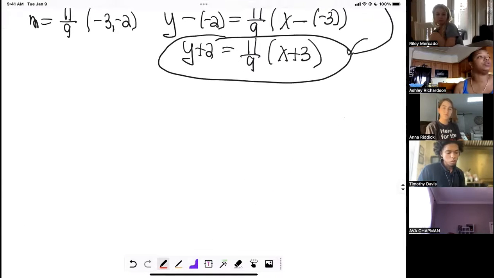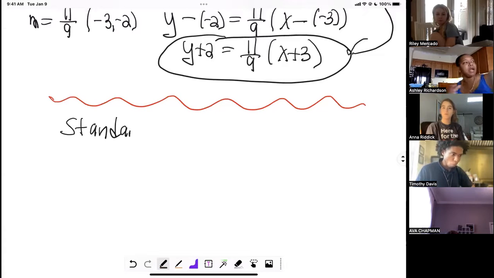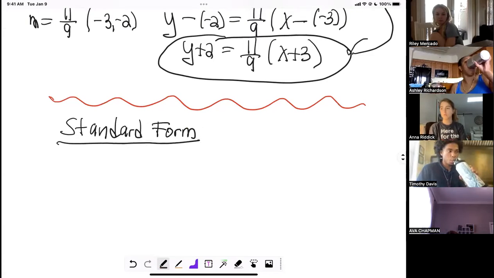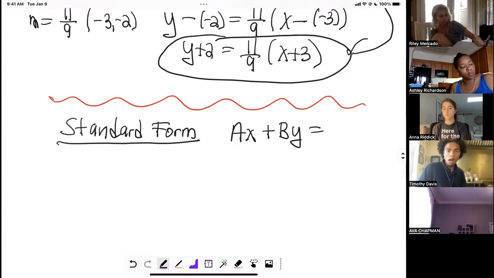Okay, so that's point slope form. And the very last form we have to talk about, which I already told you earlier, was standard form. I'm going to clarify it a little bit more. So standard form looks like this: ax plus by equals c. So the x and y terms are on the left and the constant is on the right. This is going to be very, very important for what we're doing in two lessons from now. Everything's going to be in standard form.